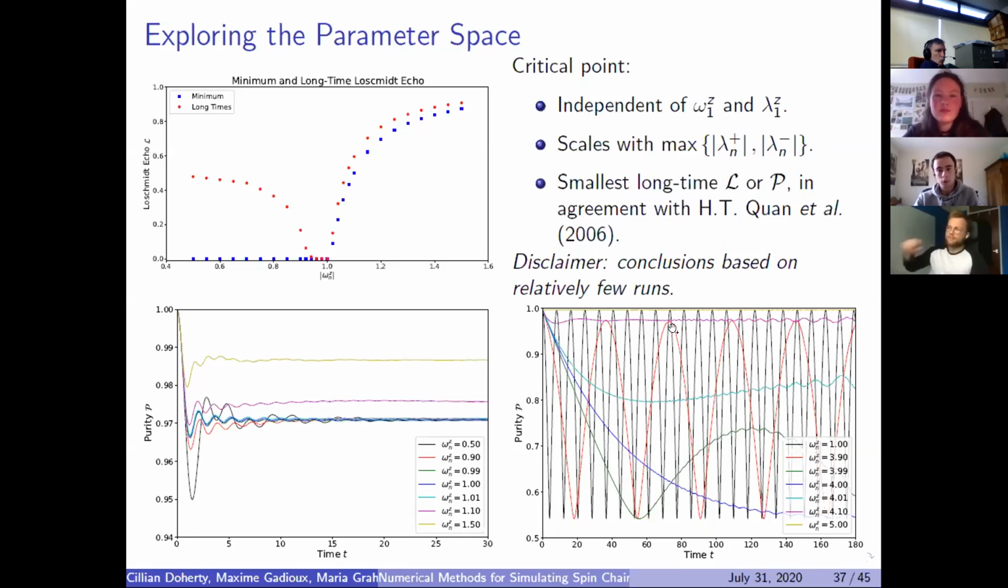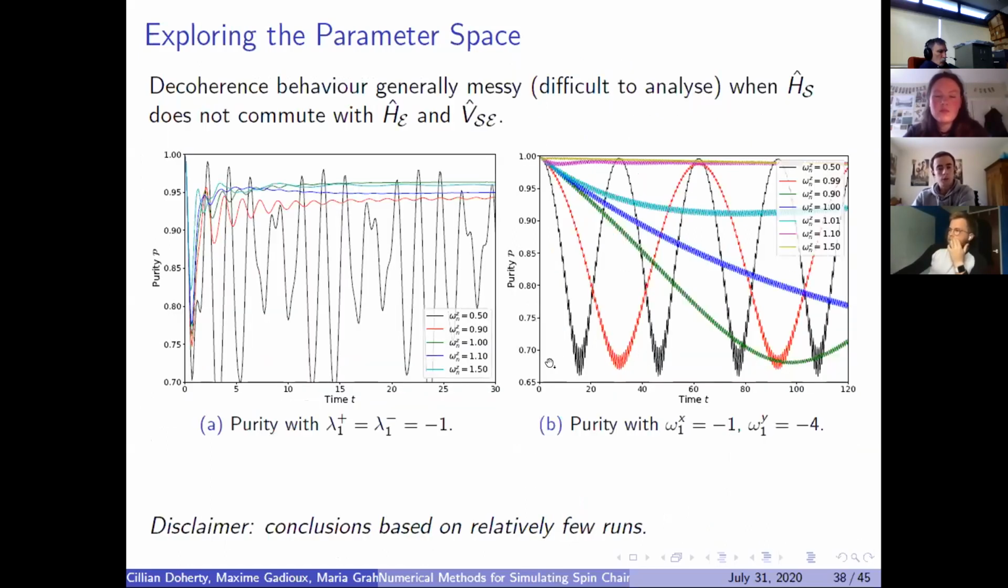You can probably also see these strange oscillations here, which are ramping up in magnitude. These are finite size effects again, which I will come back to later. So all of the examples I just showed you were where the system Hamiltonian commutes with the total Hamiltonian.